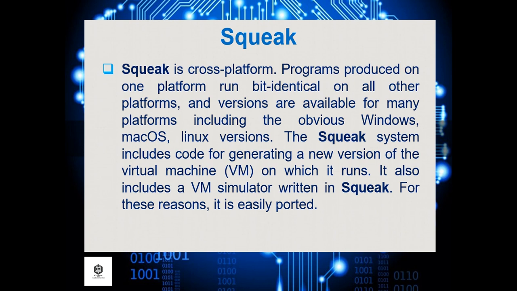Squeak is cross-platform. Programs produced on the platform run bit-identical on all other platforms, and versions are available for many platforms, including the obvious Windows, Mac OS, and Linux versions. The Squeak system includes code for generating a new version of the virtual machine on which it runs. It also includes a VM simulator within Squeak. For this reason, it is easily ported.